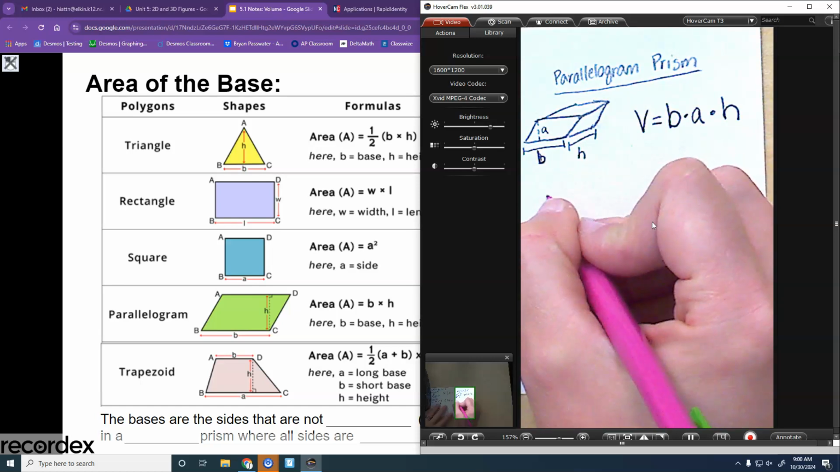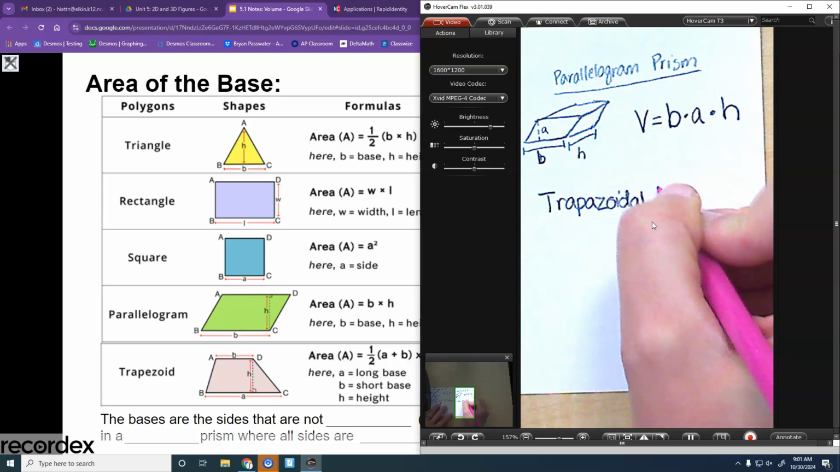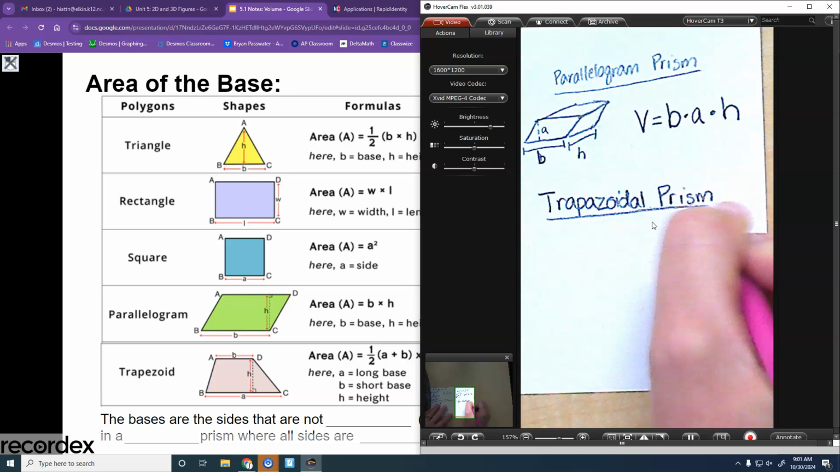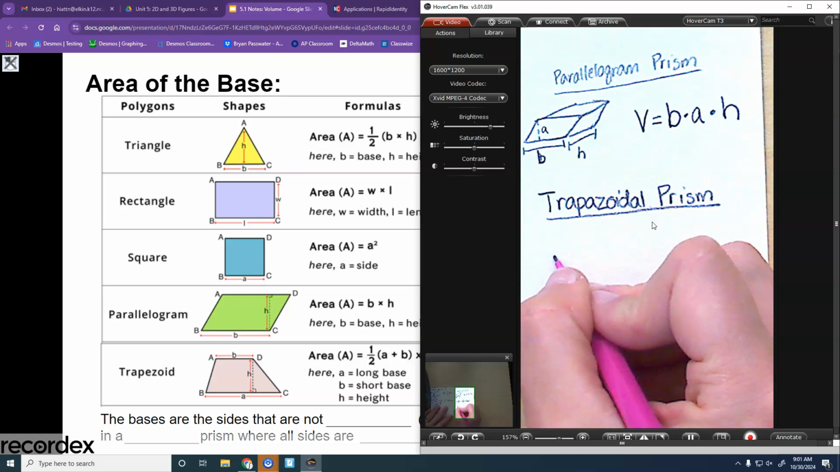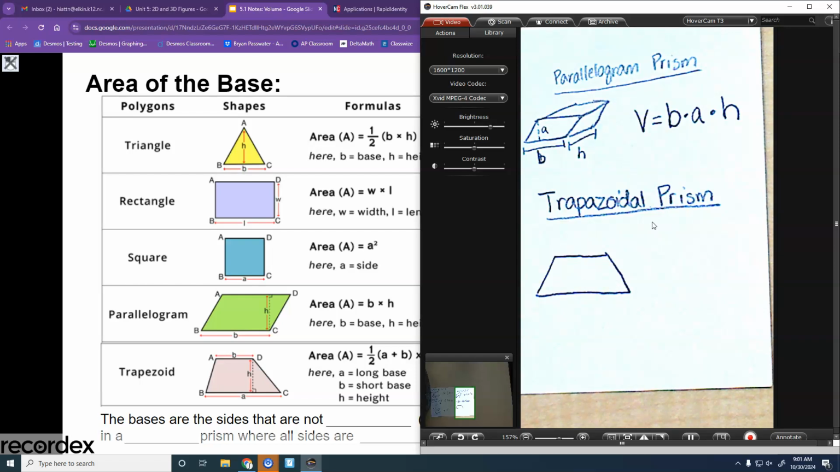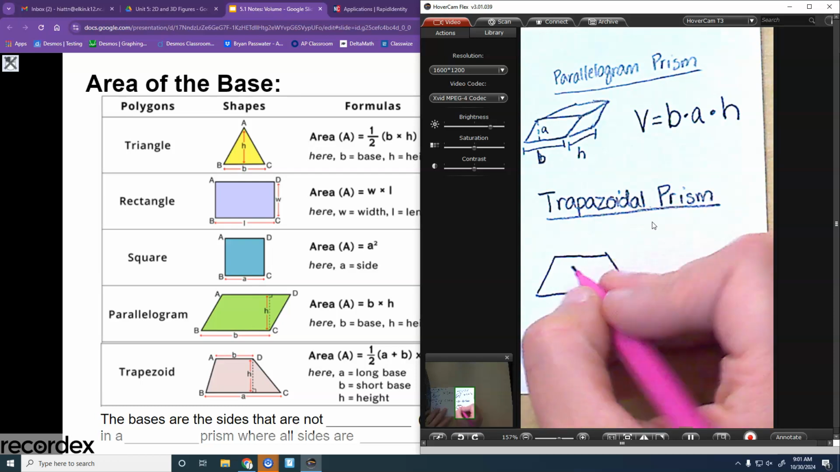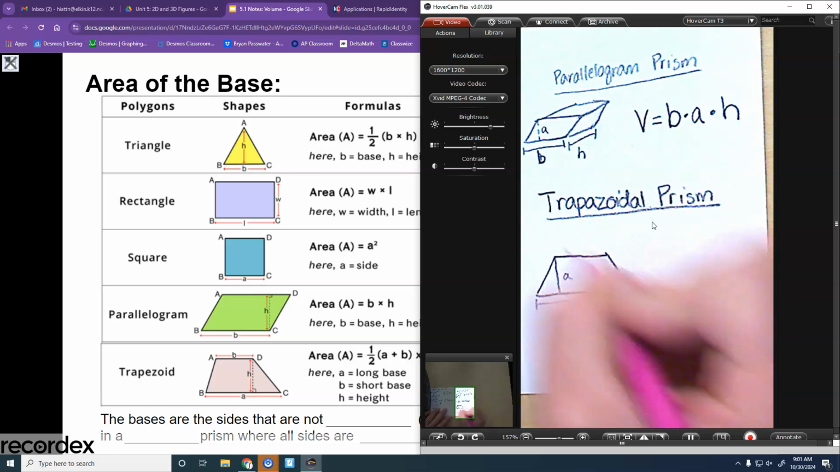Okay, and a trapezoidal prism. A trapezoid has to have two sides that are parallel and the other two that are not. And again, a lot like the other ones, we don't want to call that height right there. We want to call it something else. I'm going to call it A. And a trapezoid has two bases. It's got a longer base and a shorter base.